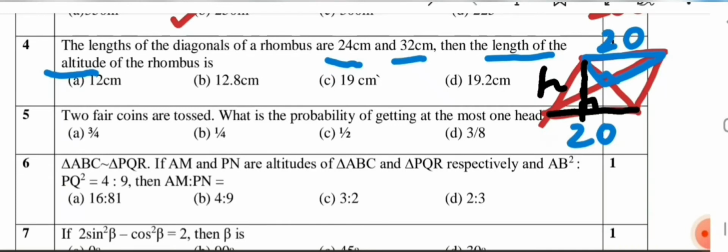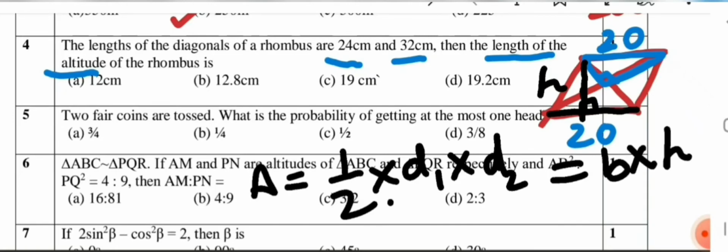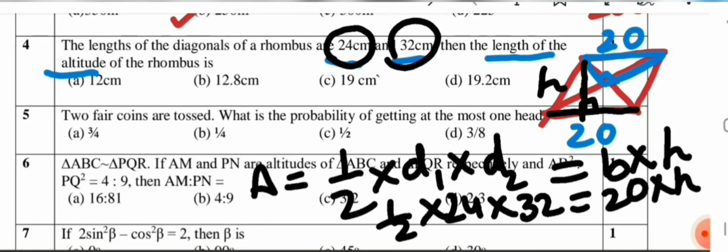Now we know to find the area of a rhombus, we have the formula half into product of diagonals. Also we can find its area by using the formula base into height. So we will use this concept to find the altitude. The diagonals' lengths we already know, they are 24 and 32. And the base, we have just found that the side of the rhombus is 20, into height. So on solving all this, we can find the value of height.